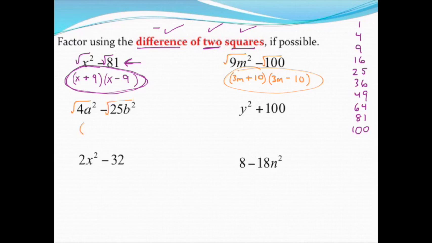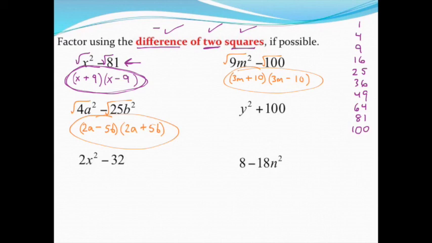So I've got two sets of parentheses. The square root of 4a squared is 2a, so put that in the front. The square root of 25b squared is 5b, so put that in the back of the parentheses. And just to show you, I can switch up my signs. I'm going to go minus and plus. Doesn't matter what order your signs are in as long as one's plus and one's minus.